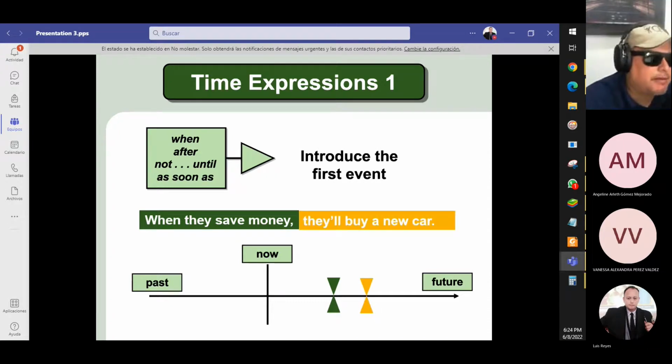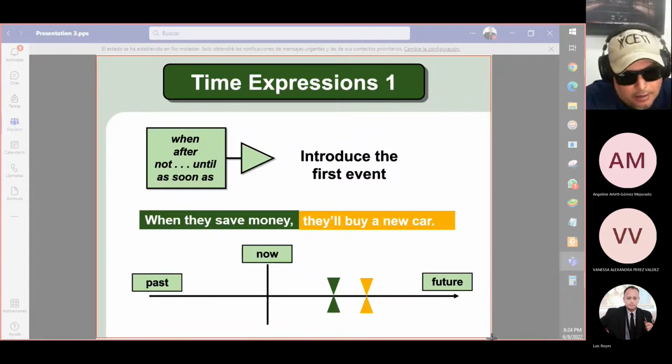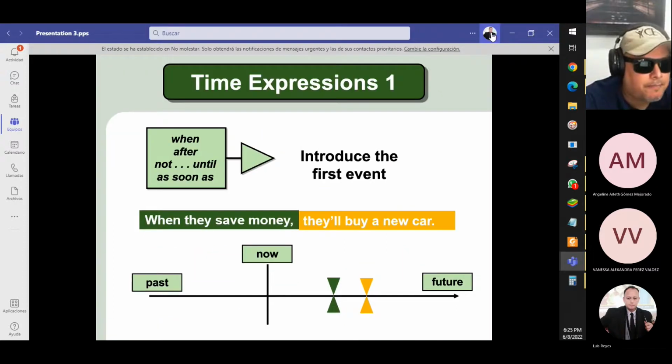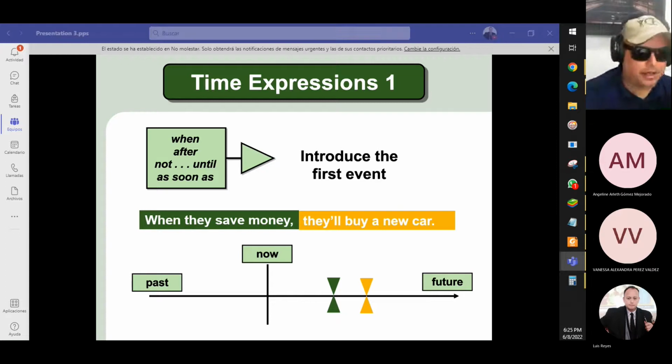Esa parte viene primero. Es que esa acción tiene que suceder primero. When they save money, comma, hasta que no suceda eso, no va a suceder lo otro. When they save money, eso viene primero. ¿Qué va a suceder? They'll buy, la sección amarilla, they'll buy a new car. Eso viene segundo. Okay. This is very important. Si le ponemos cuidadosa atención a las frases, lo que le llamamos el time expression, la expresión de tiempo, ¿verdad? Siempre y cuando tengas el when, el after, el not until, or as soon as, el evento tiene que suceder primero. Les doy ejemplo.